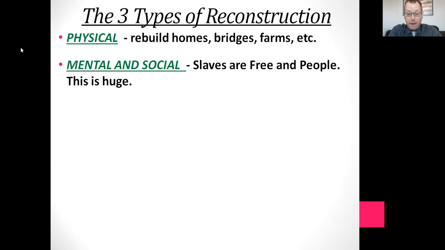The most important probably is the mental and social. For many people's entire lives, they had been taught that blacks were less than them, that they were property, that they were not human. So to change this mentality isn't going to happen overnight. And as we're well aware of, if we pay attention to the news today, a lot of people are very racist and prejudiced against different groups, and it goes back to even this time period.